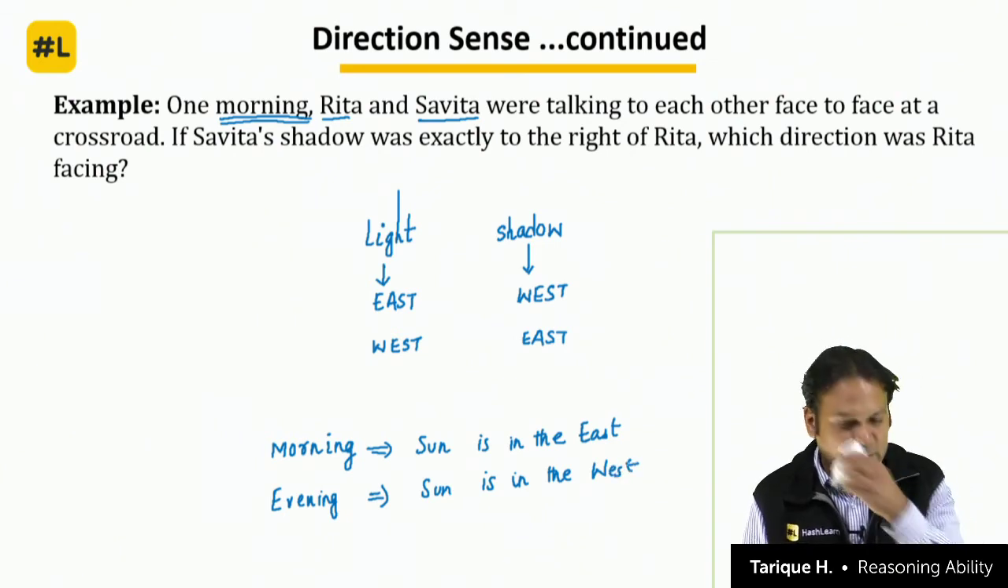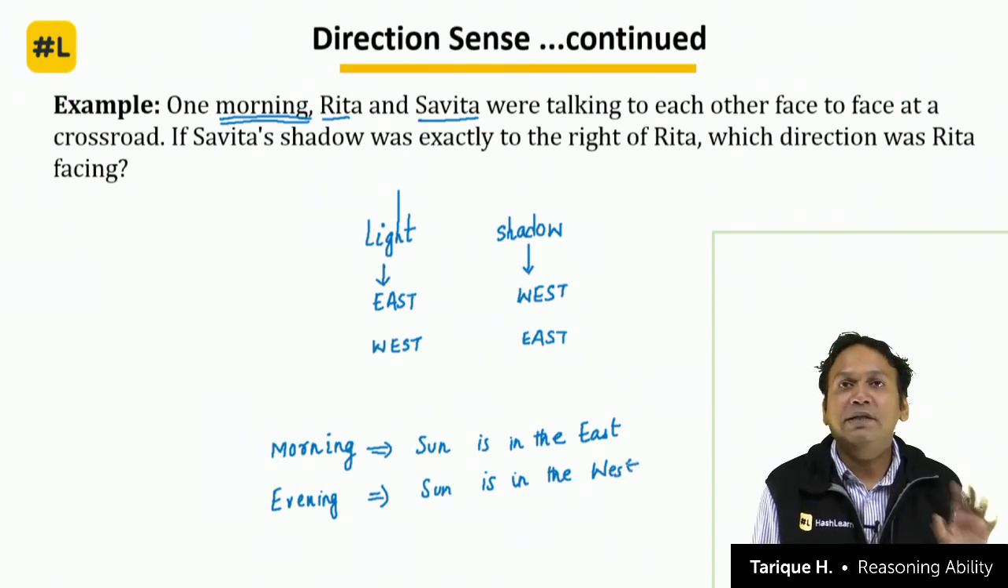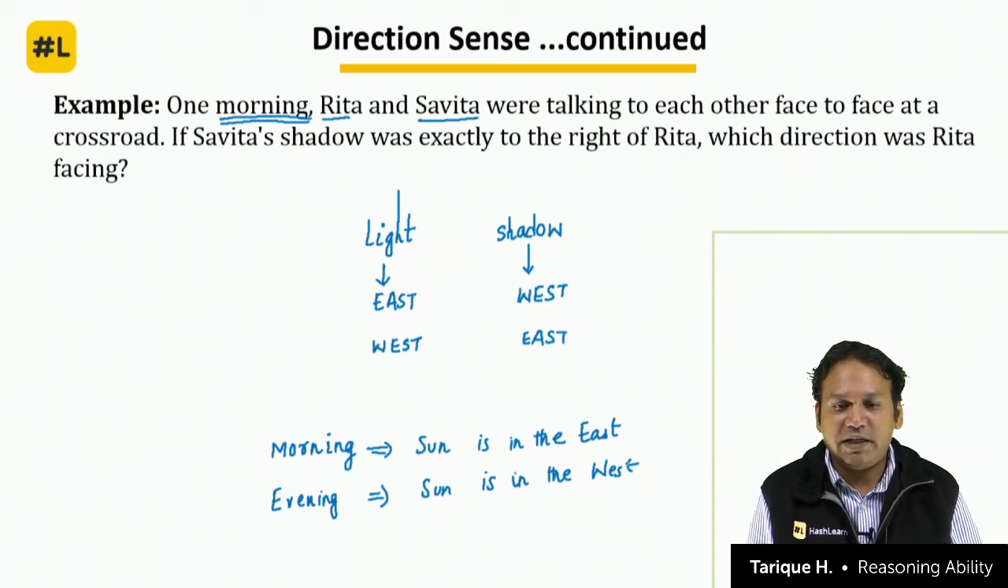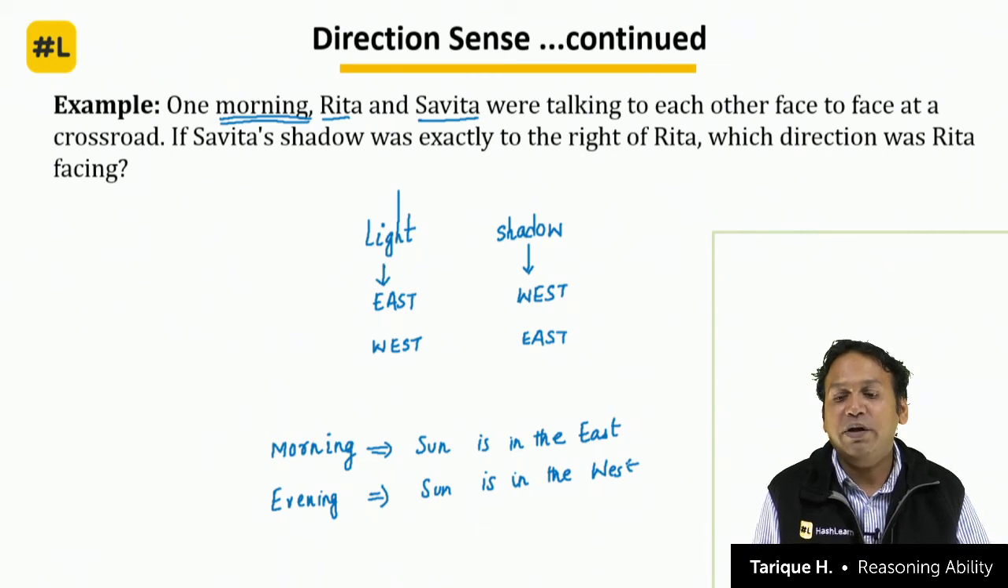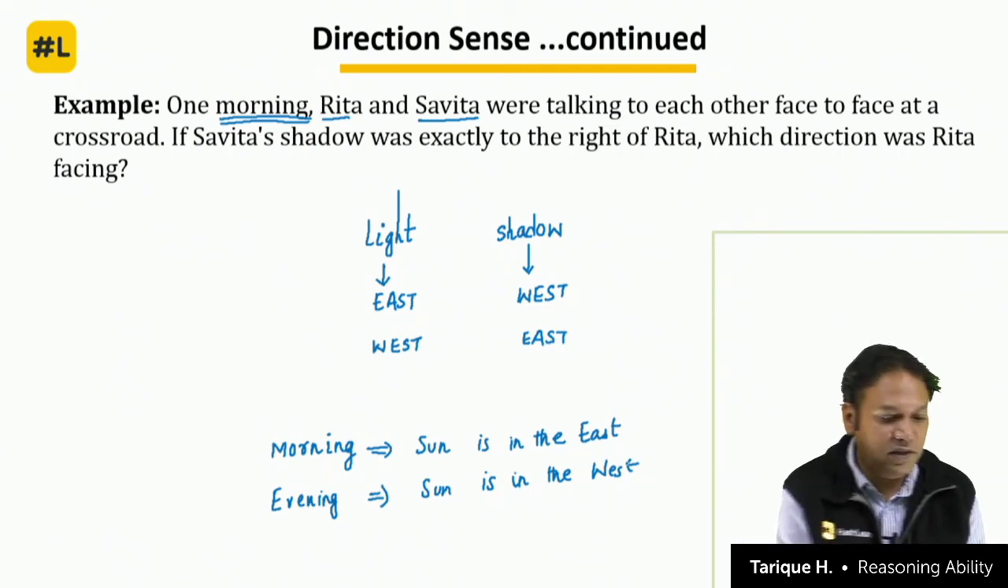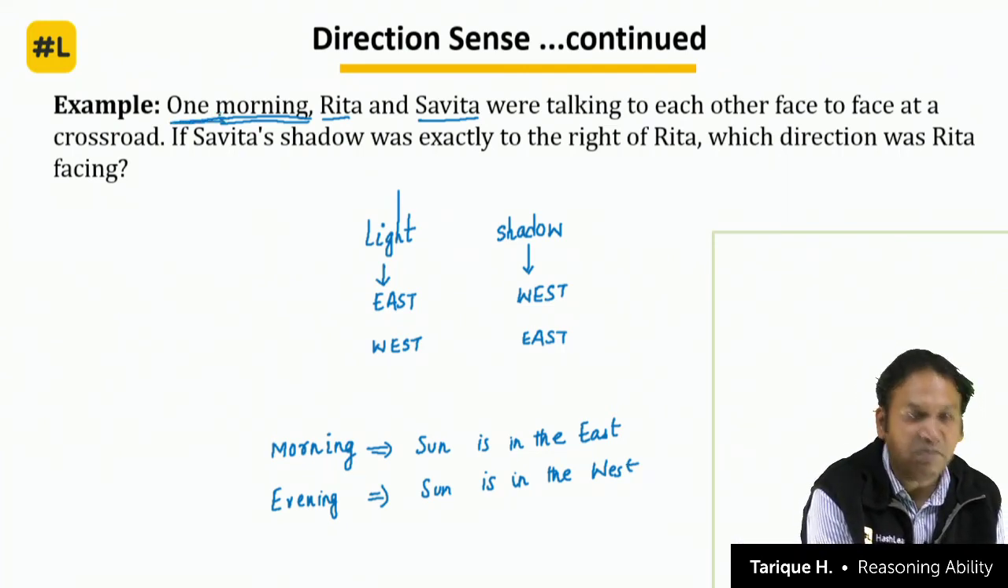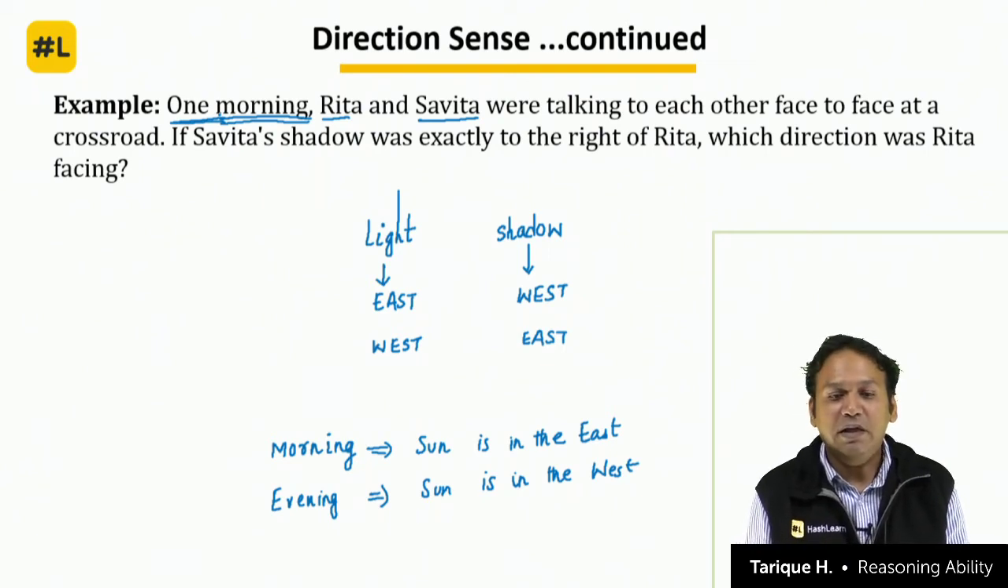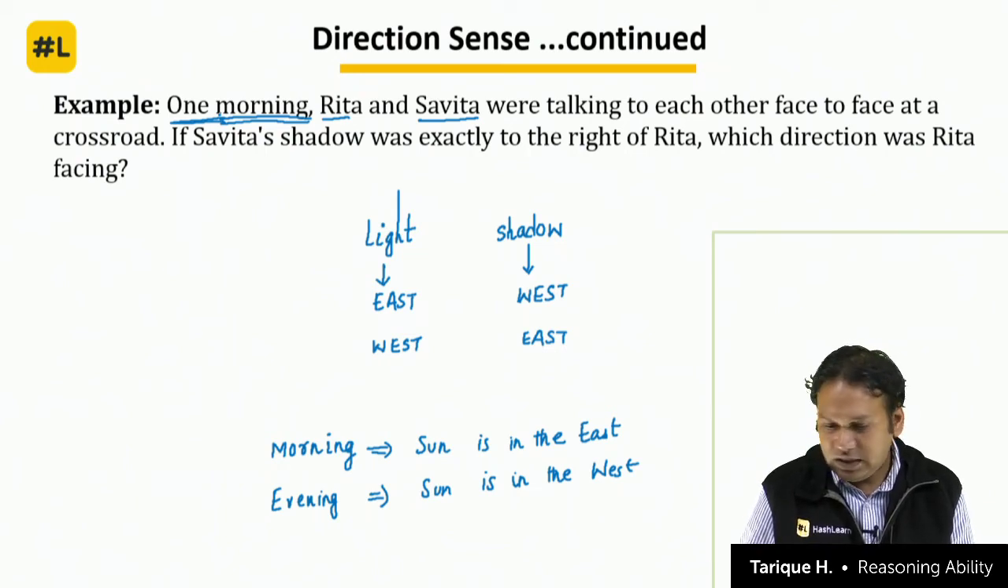Sometimes in these questions they also mention the time when they are meeting, whether they are meeting in the morning or in the evening. According to that information, you have to find out what they are trying to tell you. In this question, the fact that they are meeting in the morning is itself a clue. So one morning, that part is also a clue. Okay, so let's solve this question.